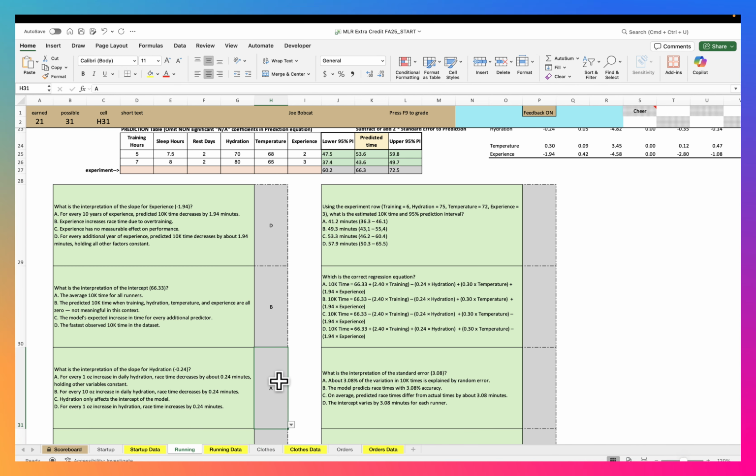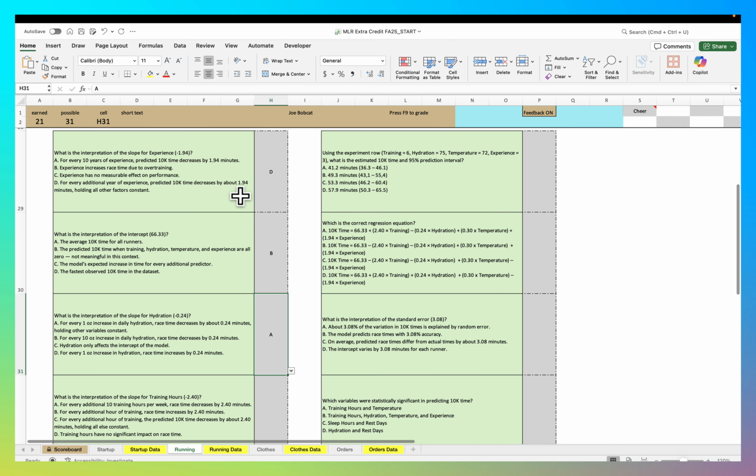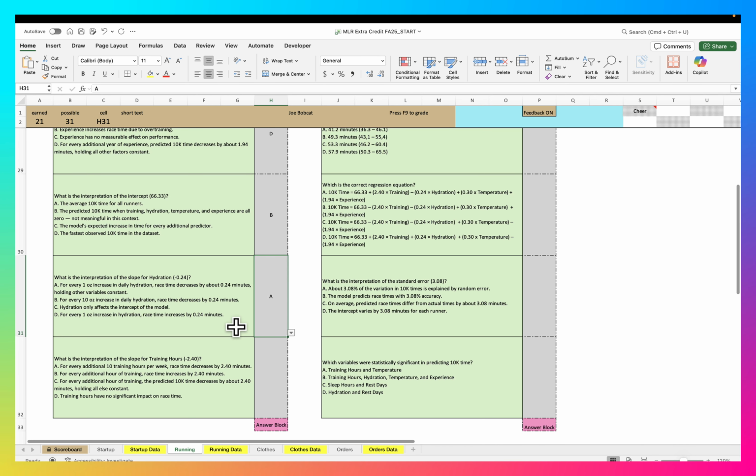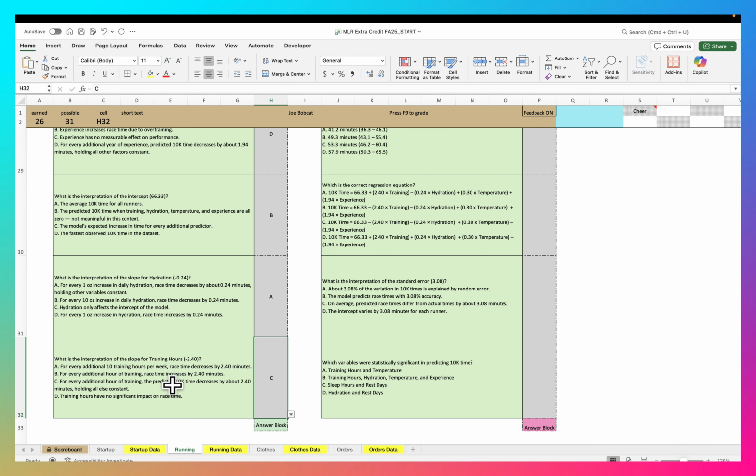So when hydration's good, it helps your race time. So experience is good, hydration's good. And the slope for training, negative 2.4. Again, negatives are good because we want decreased race time. And that's going to be C for each additional hour of training, they predicted 10K race time decreases by about 2.4 minutes, holding all else constant. So, in other words, training's good.